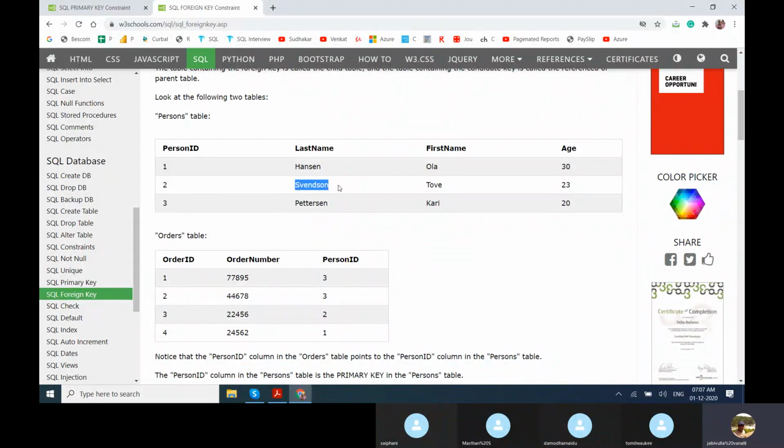And this guy, the second one, Svendson. This second person has person ID 2. This guy ordered, and this is his first name, and this is the age. So we are identifying the information.